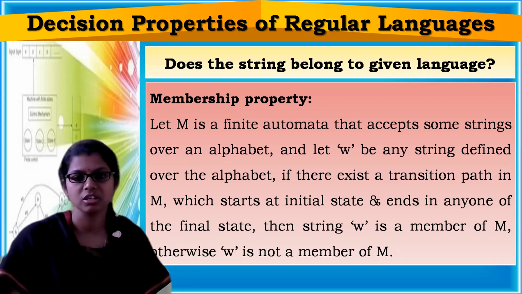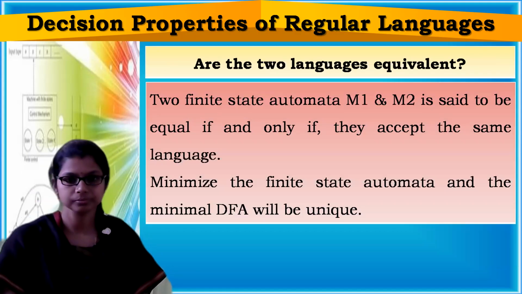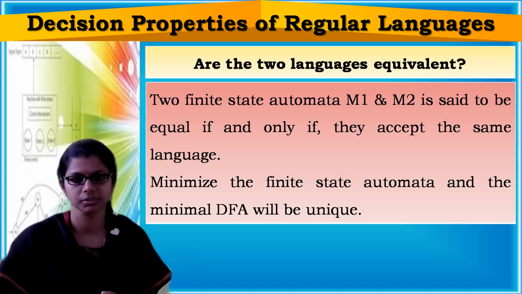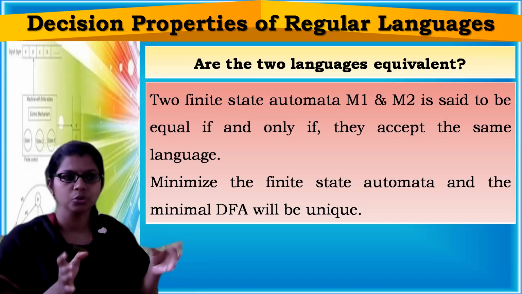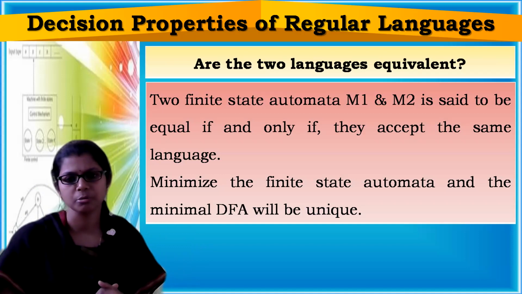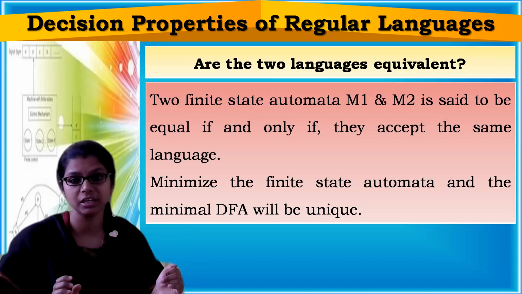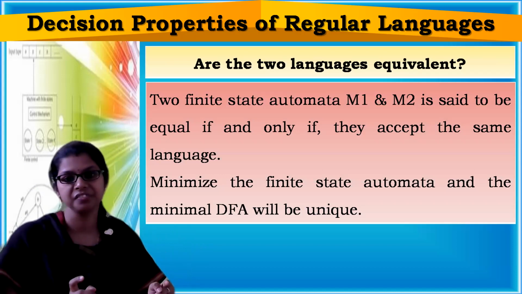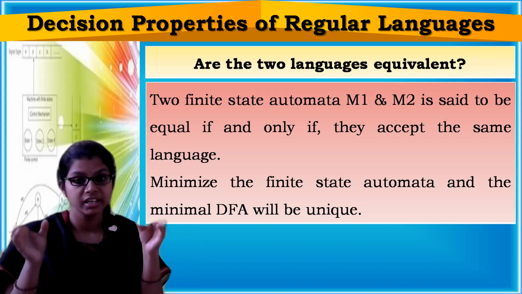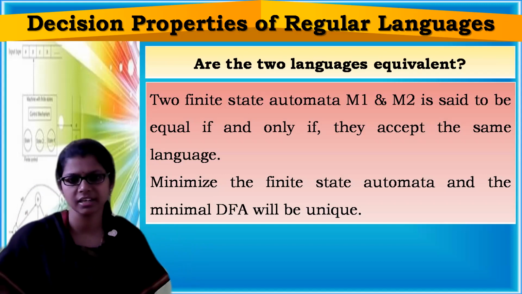Next, what is the next question? Are two languages equivalent? Two languages are given. You have to find whether they are equivalent or not. Suppose for two languages, you have designed two finite automata, M1 and M2. They are said to be equal if and only if they accept the same language. If two finite automata accept the same language, both are equivalent, right?